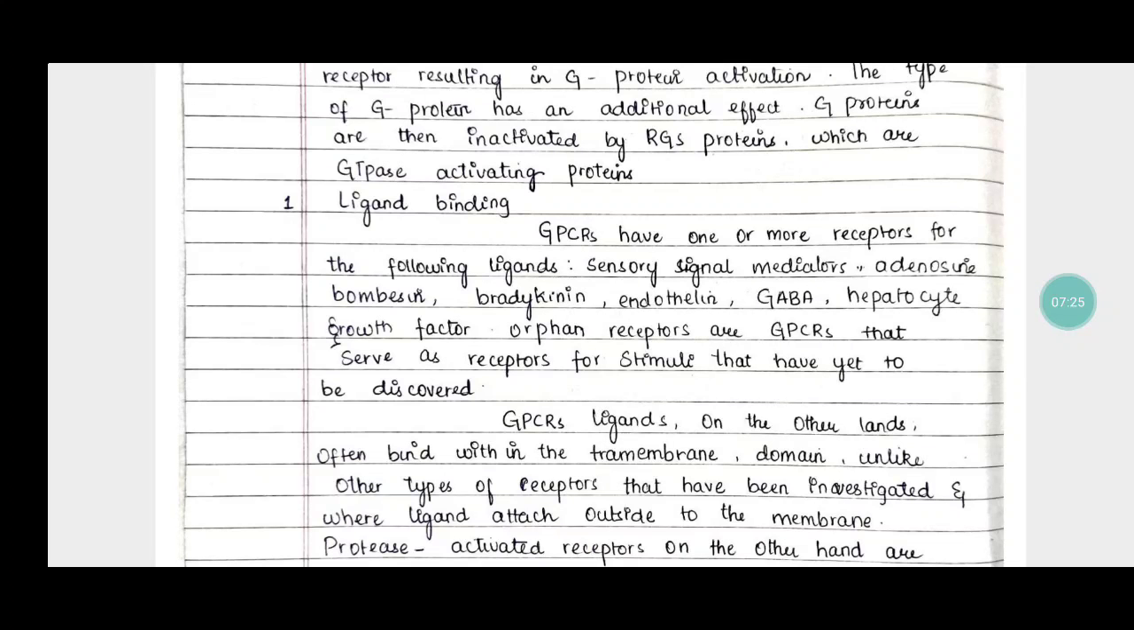G protein receptors have one or more receptors for the following ligands: sensory signal mediators, adenosine, bradykinin, endothelin, GABA, hepatocyte growth factor, and orphan receptors, which are GPCRs that serve as receptors for stimuli that have yet to be discovered.